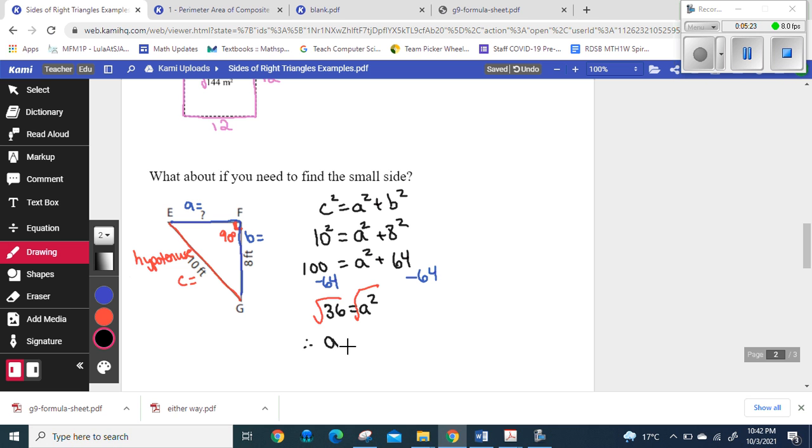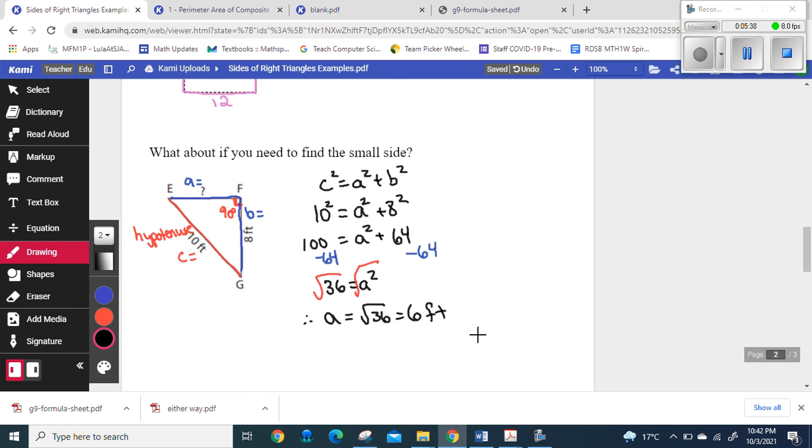So that means that the short side I'm looking for is going to be equal to the square root of 36, which is 6. And then we look at our question and I see my units are all in feet. So my shortest side is going to be 6 feet.